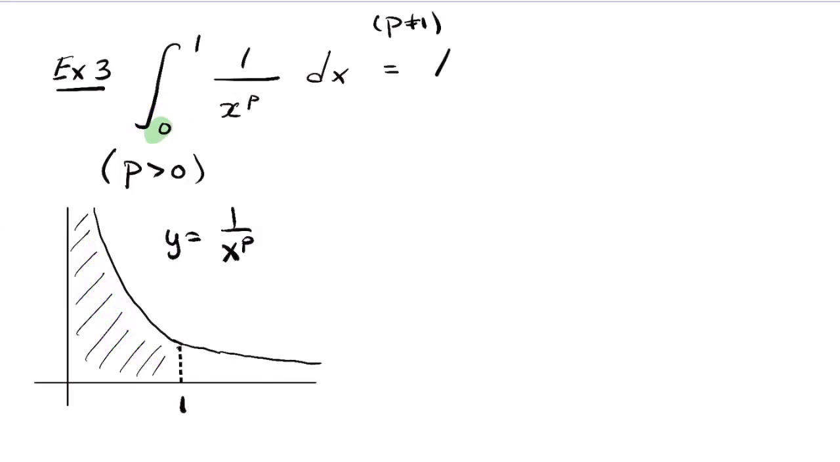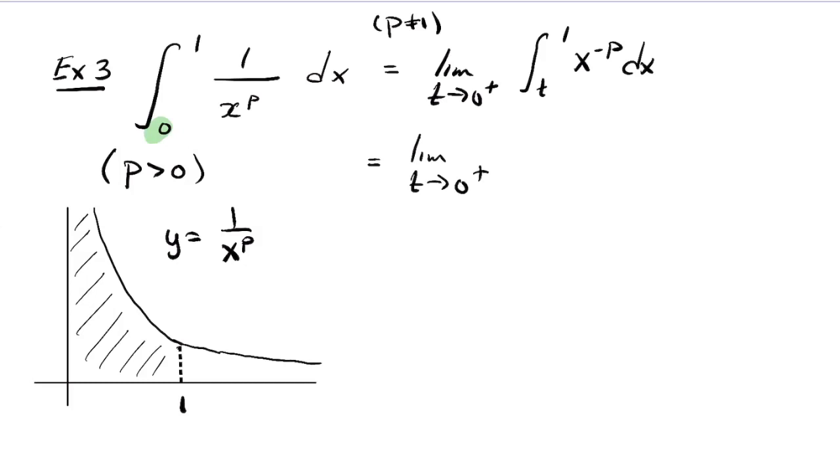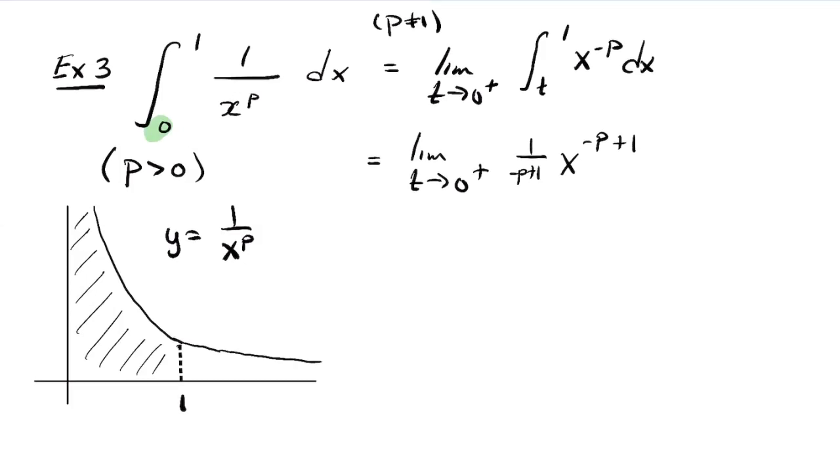All right, so this is going to be the limit as t approaches 0 from the right of the integral from t to 1. I'm going to write this as a power, x to the minus p, for integration purposes. Okay, so that's the limit. As t goes to 0 from the right, the antiderivative is, well, you take that minus p and add 1, and divide by the new exponent. p isn't 1, so I'm not dividing by 0 there, and I evaluate that from t to 1. Okay, so I got the limit.